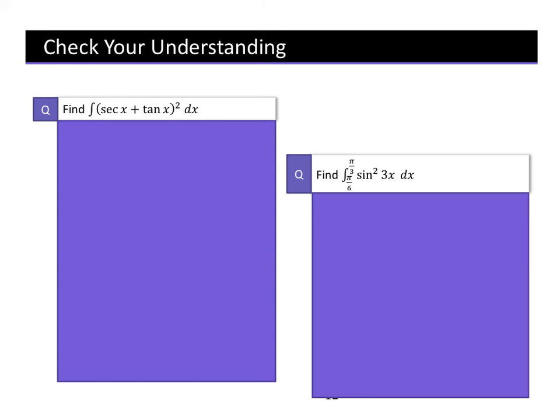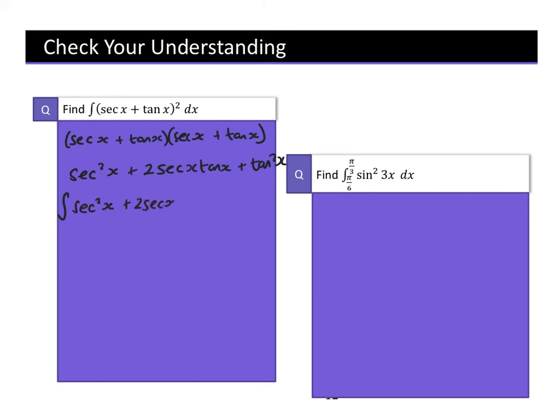Okay, the first thing we're going to do is expand the bracket, just like we normally would. So we're going to have sec x plus tan x, sec x plus tan x. I'm going to multiply it all out. I'm going to have sec squared x plus 2 sec x tan x plus tan squared x. So now I'm going to integrate sec squared x plus 2 sec x tan x plus tan squared x with respect to x.